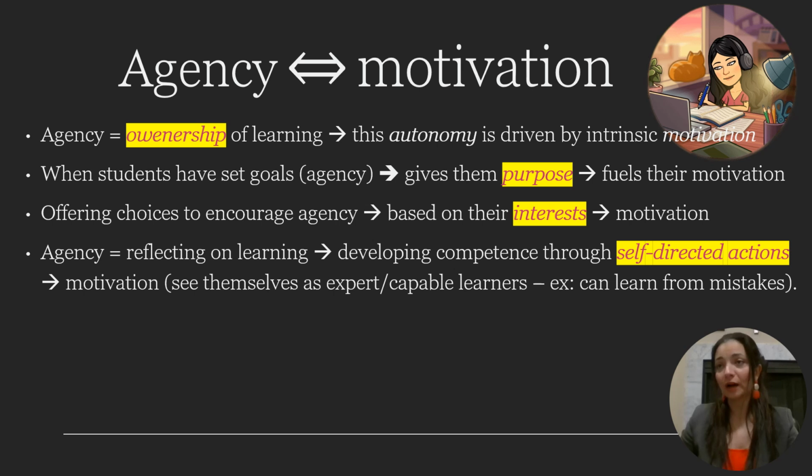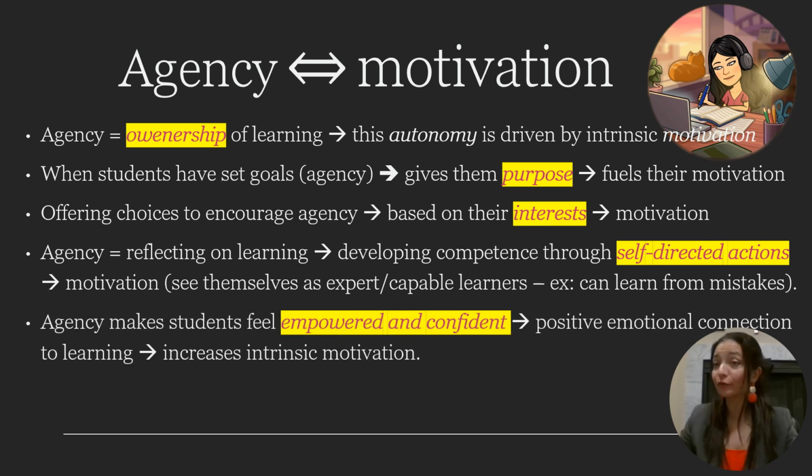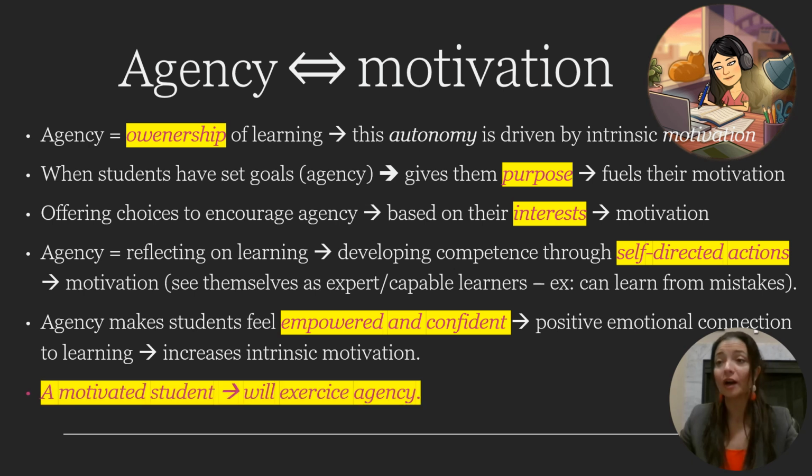Agency also enables students to reflect on their learning. This helps them develop competence through self-directed actions, which leads again to motivation because they're able to see themselves as capable learners and they're able to learn from their mistakes. Agency makes students feel empowered and confident, so they associate learning with positive emotions, and that gives them motivation to learn. Basically, a motivated student will exercise agency.